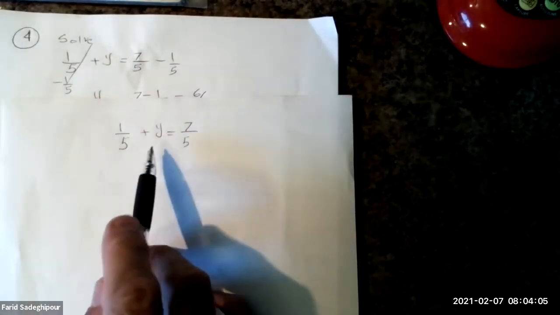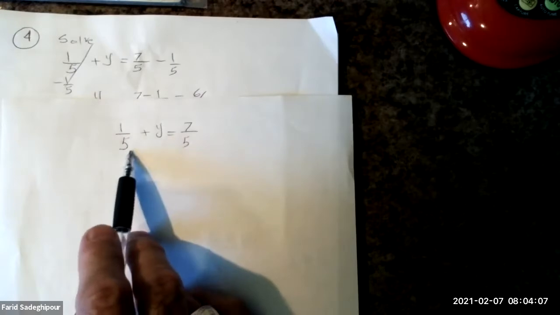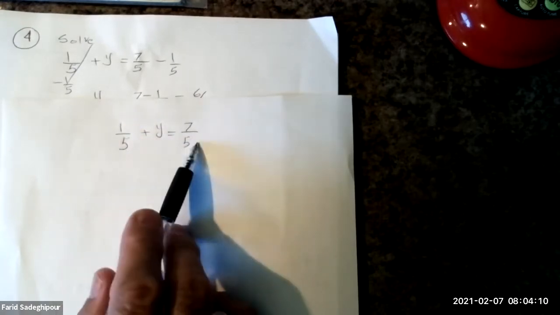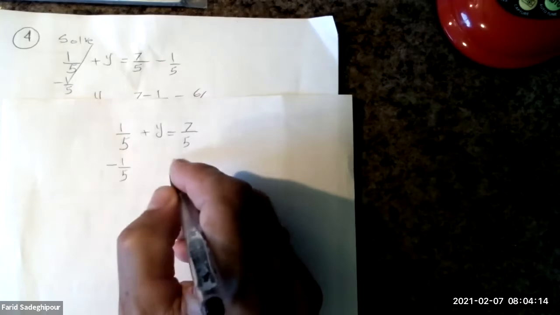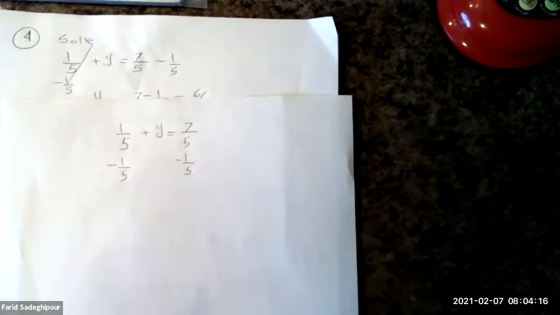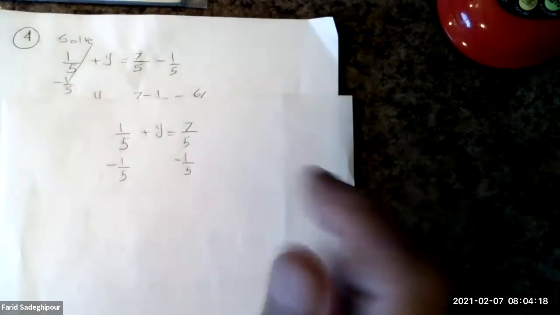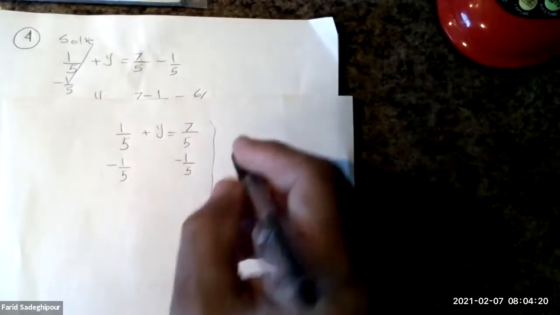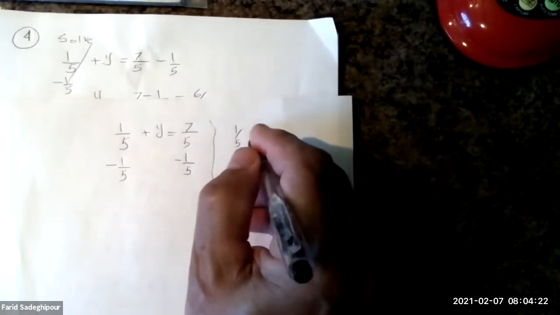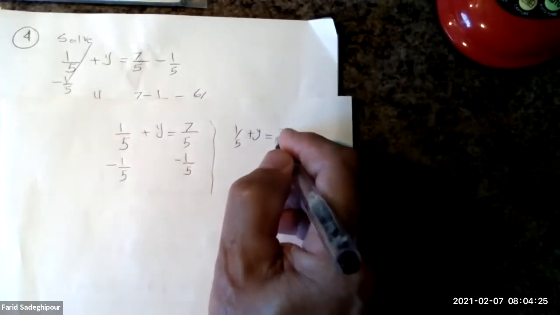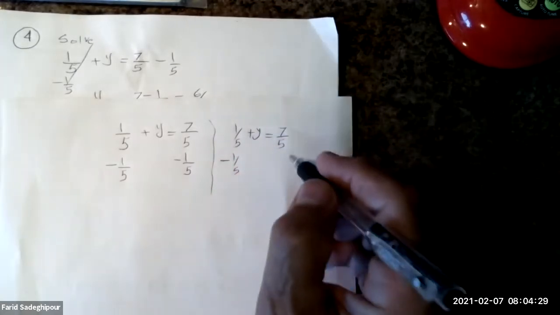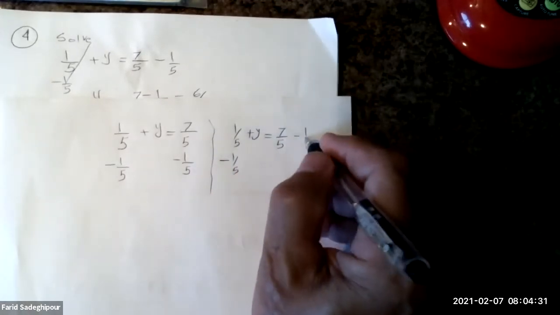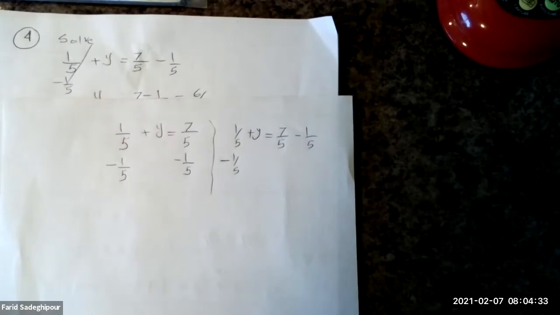So to isolate y, I need to move 1 over 5 to this side. There are 2 ways to do it. You could either do it this way, write it like that, or you put minus 1/5 here. The other one, instead of doing it vertically, you just put minus 1 over 5 here. Either one, because it means the same thing, right?